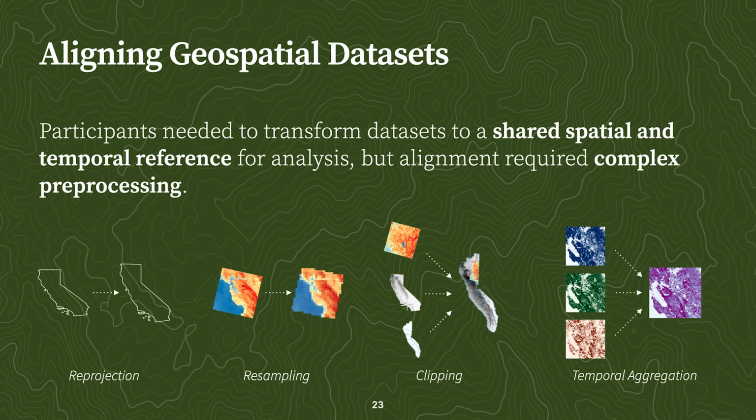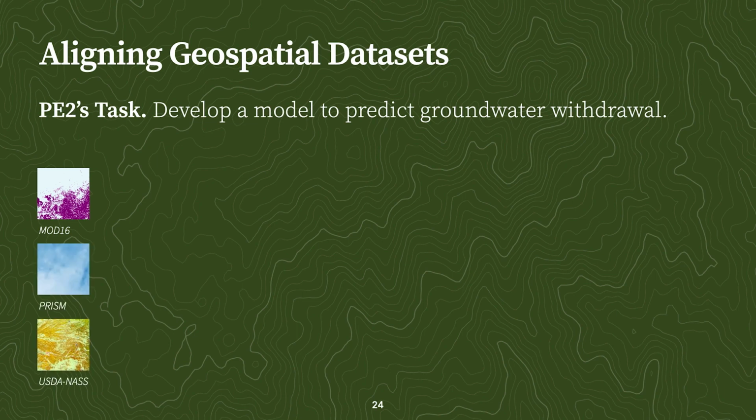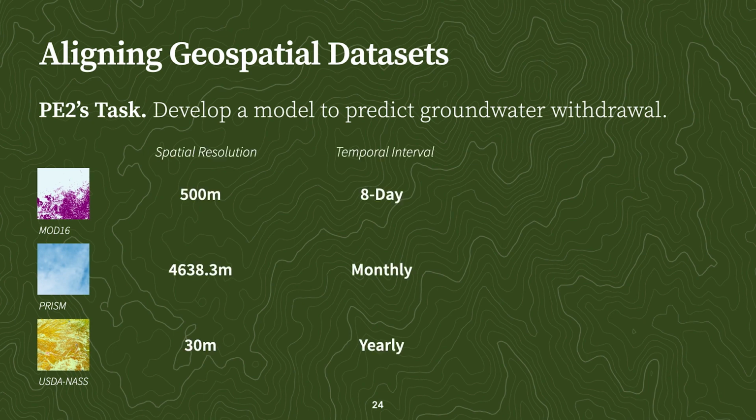To make this concrete, let's look at an example from participant E2. This participant was developing a random forest model to predict groundwater withdrawal in the Midwestern US. Their inputs to the model included evapotranspiration data from NASA's MOD16 dataset, precipitation data from the PRISM climate dataset, and land cover data from the USDA NASS cropland data layer.